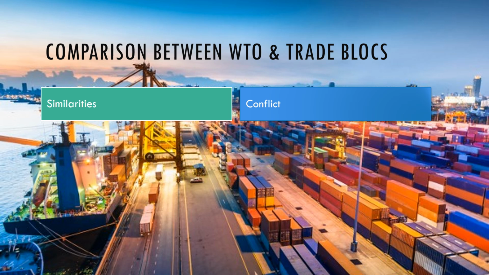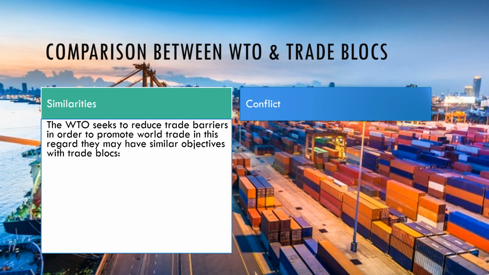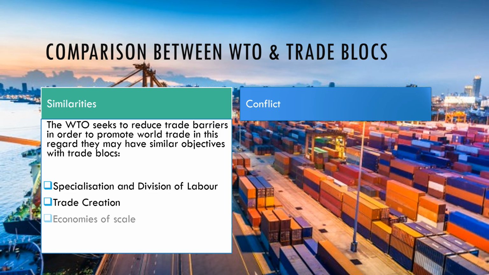So there are some comparisons here to be drawn between what trading blocks are trying to achieve and the WTO, the World Trade Organization. Both these organizations have similarities in that the WTO also seeks to reduce trade barriers and promote world trade, and that can be similar to the objective of trading blocks in that trade blocks often encourage specialization between member states. Both organizations would argue that they are involved in trade creation. They can lead to more economies of scale, and they can make fairer competition occur.